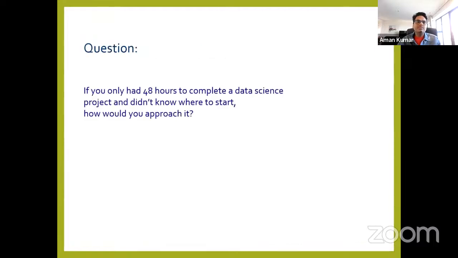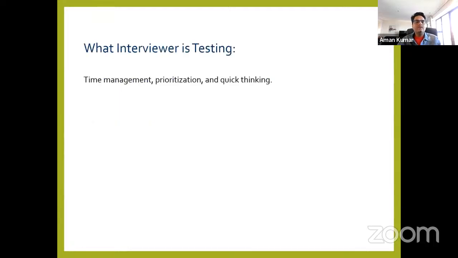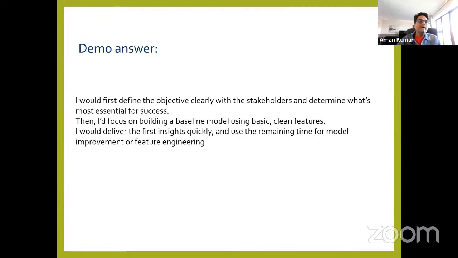What is the question? You have 48 hours to implement a data science project. What is the test here? Time management, prioritization, and quick thinking. Right? What you can say here? I would first define the objective clearly with the stakeholders and determine what's most essential for success. Then I would focus on building a baseline model using basic clean features. I would deliver the first insights quickly and use the remaining time for model improvement and feature engineering, right?